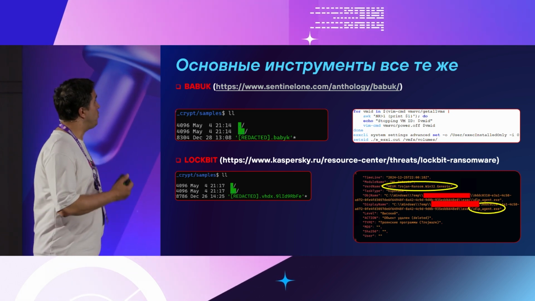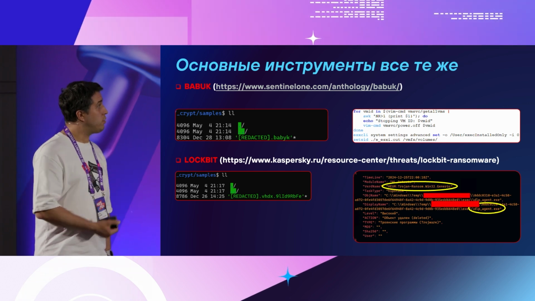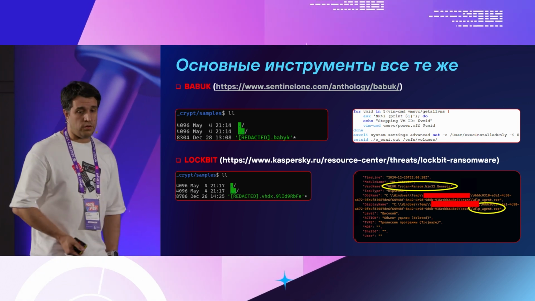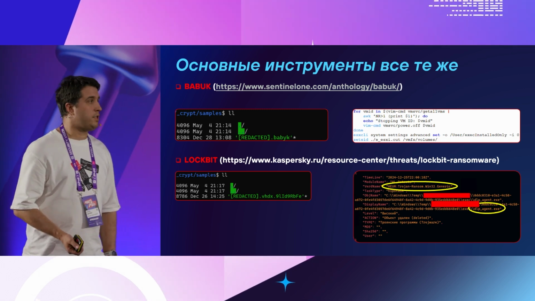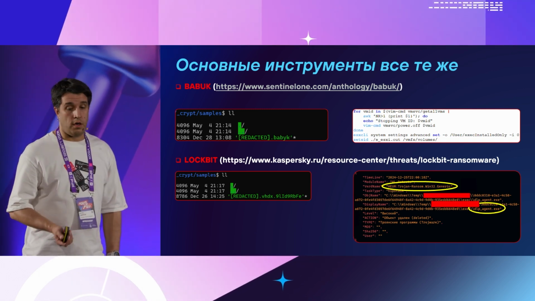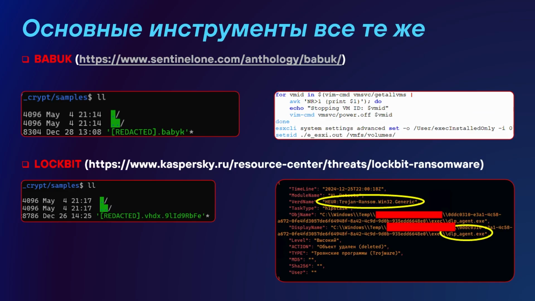To destroy and encrypt the infrastructure, Babuk and Lockbit ransomware are used, based upon Linux and Windows. Babuk is mainly launched in encryption of virtual machines on servers. Here's an example of a script that they use, which shuts down the virtual machine and starts encryption.